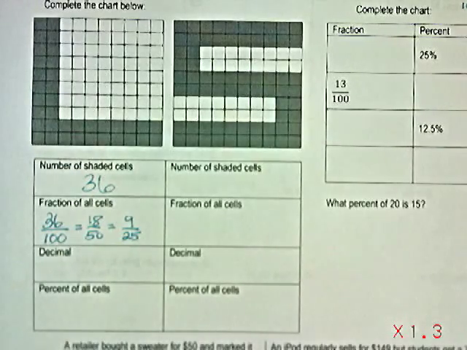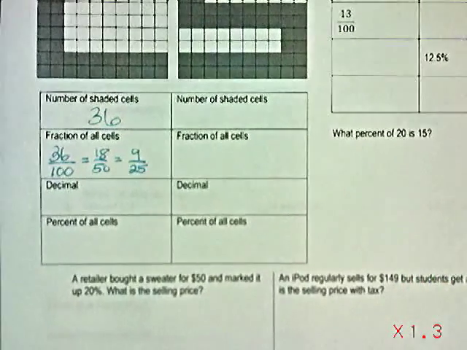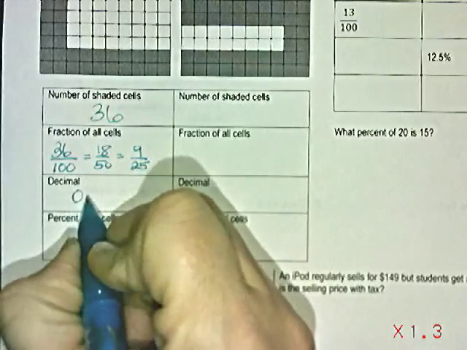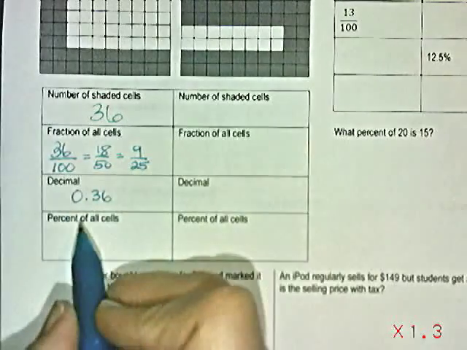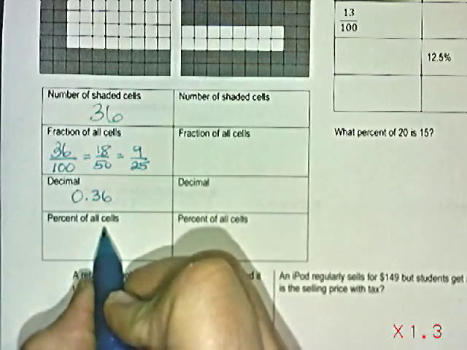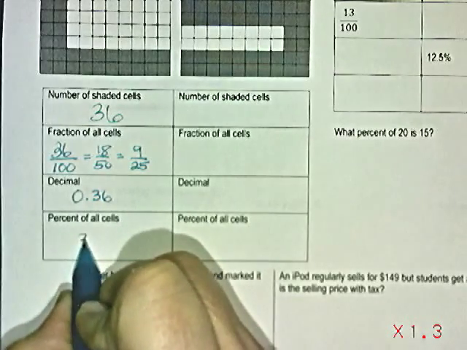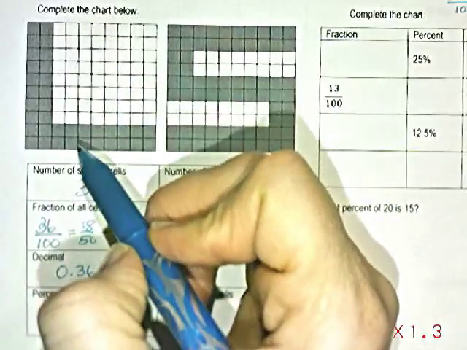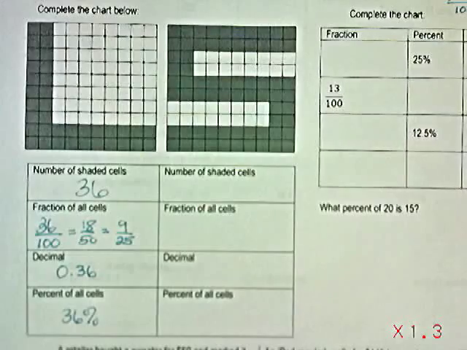If we talk about that as a decimal, if we had 36 parts out of 100, that would be 0.36. And of course, we multiply by 100 to get to percent of all the cells. And so that would be 36%. The shaded L blocks take up 36% of my entire chart.